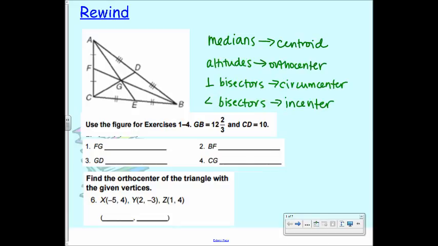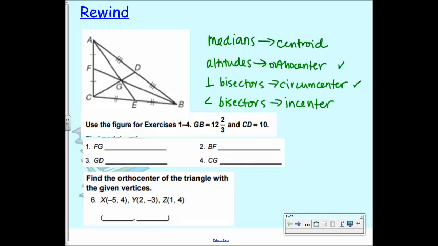Altitudes can be outside, and the orthocenter might be outside, and the circumcenter. The incenter always has to be inside, and the centroid always has to be inside. The orthocenter and the circumcenter could feasibly be inside, but they won't always be.